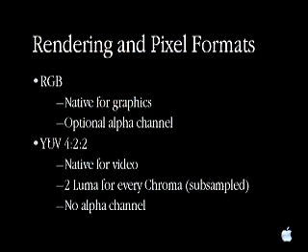So, pixel formats. Key thing about rendering is you go from a compressed pixel format to some sort of a pixel format you're going to do the rendering in. And the typical choices out there would be RGB or YUV. And RGB has its advantage in that it's native for graphics. A lot of people have used it for many years. It also has an optional alpha channel, so you can use it to do compositing fairly easily.